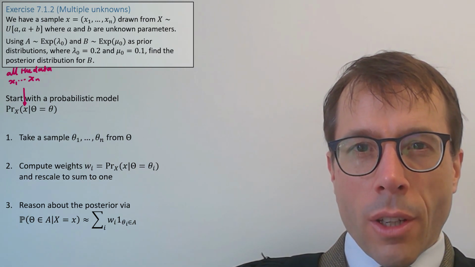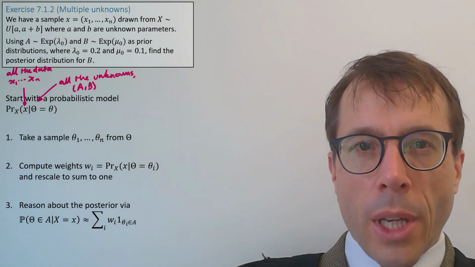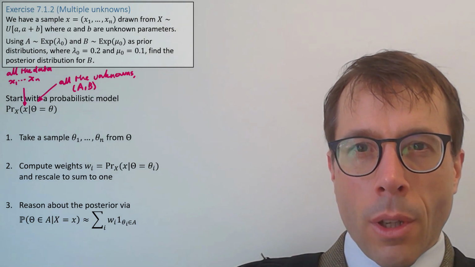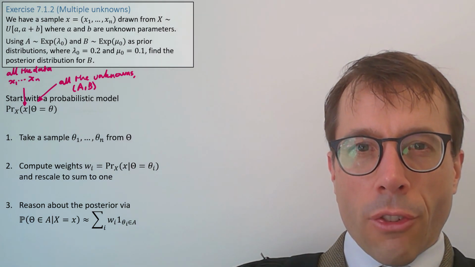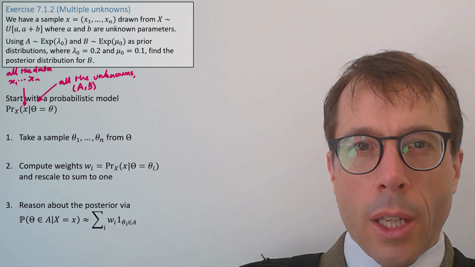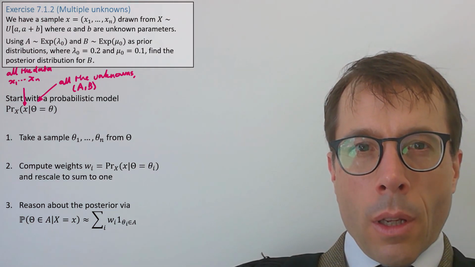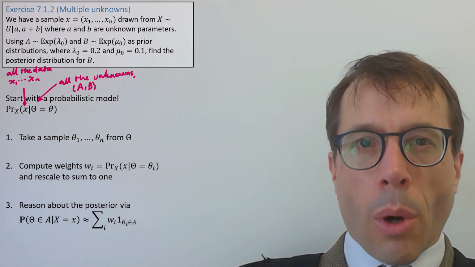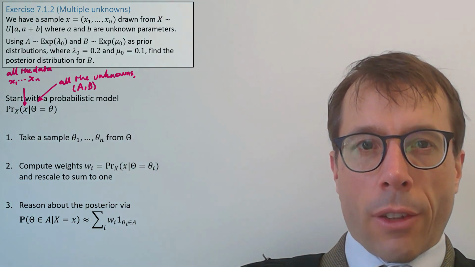And what's theta? Theta should be the entirety of all the unknown parameters. There are two unknown parameters in this question, a and b, so theta stands in for the pair a, b. Okay, so now let's write out the probability model here, the likelihood of x.